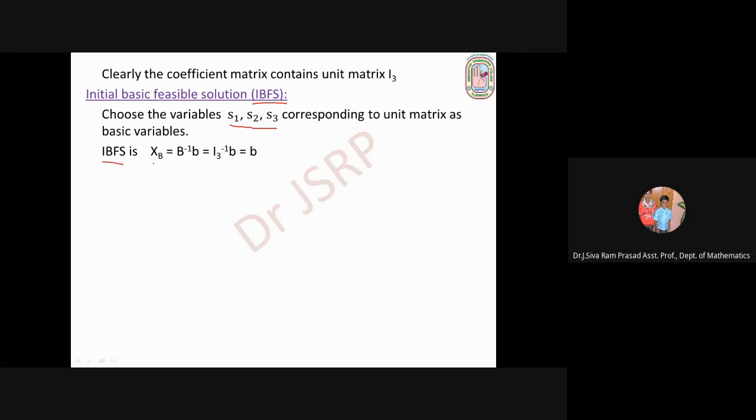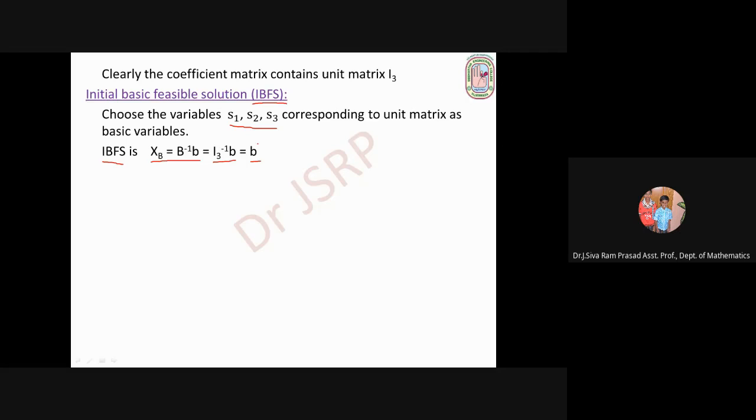What is the notation? XB equals capital X suffix capital B. XB equals capital B inverse into small b. What is capital B? The coefficient matrix of basic variables. That is the unit matrix, so that is called I3. Capital I suffix 3 inverse small b. So I3 inverse, unit matrix inverse is the unit matrix. So unit matrix into b, we get b. So that is the initial basic feasible solution. Capital XB equals small b. Small b means the right hand side values in the constraints. Okay.